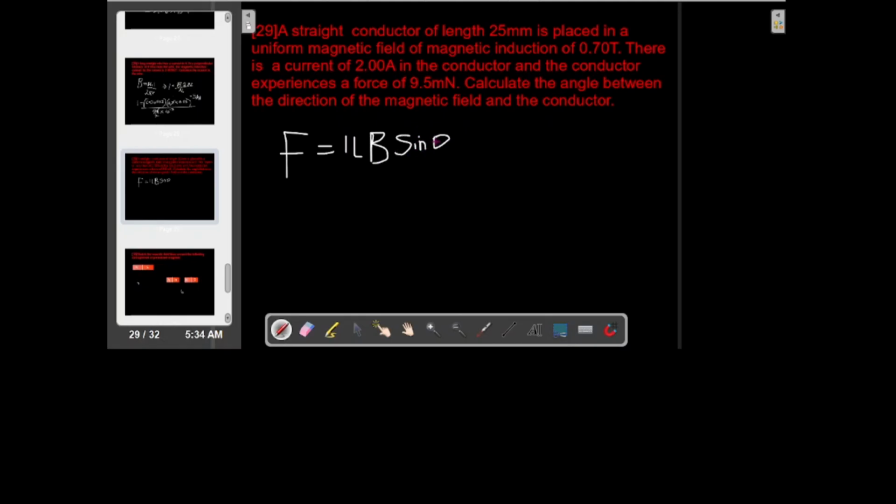Alright. Now, what are we looking for? We're looking for theta. So first we can say that sin theta is equal to F over I, L, and B. Now theta is what we're looking for, so we have to say theta. When sine goes to that side, it becomes sine inverse, arc sine. So you have theta equals sine inverse of F over I, L, B.